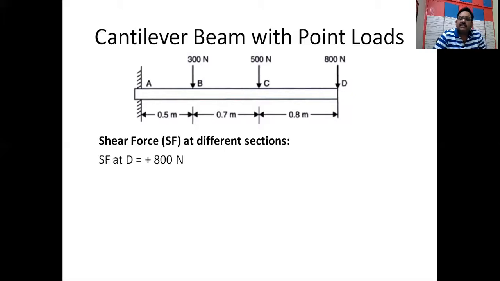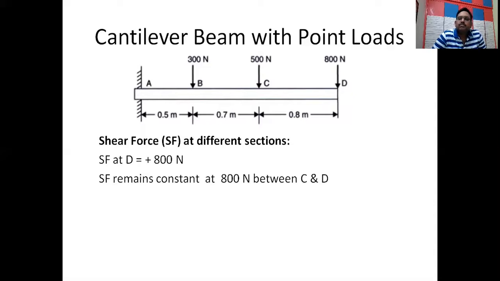Now, shear force at D, how to find out? What is the shear force? We are talking about the right hand side of the section. To the right we don't have any beam, and at this point we have only one force, that is 800. Therefore, the resultant force will be that one only, 800 newtons, and it is acting downwards. When it is acting downwards on the right hand side of the section, we have to take it as positive, that is plus sign.